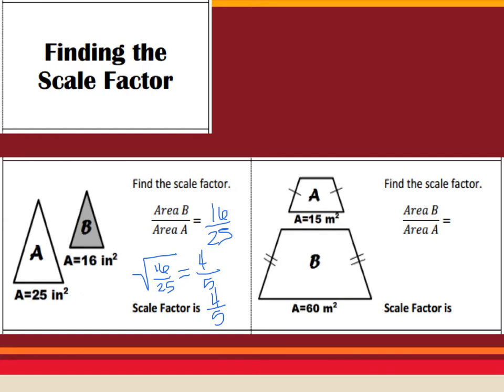We know that we needed a number smaller than 1 because our triangle A shrank to make triangle B, so our scale factor has to be smaller than 1. In this problem, it is 4/5.